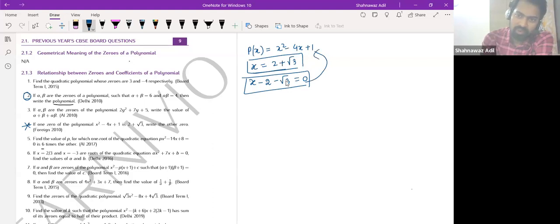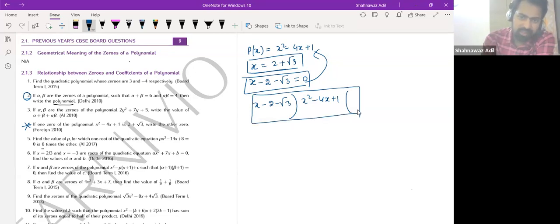So if we divide this equation by this, then we'll get the other. So this part, the division algorithm of polynomials, we have not done, which means that this is not in our syllabus.